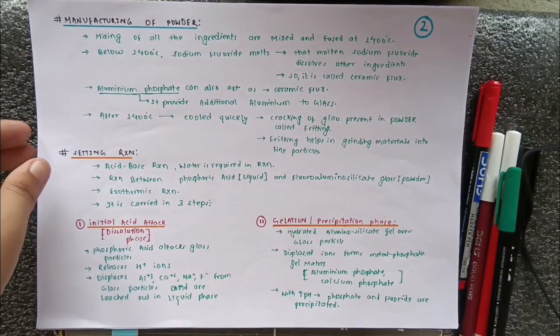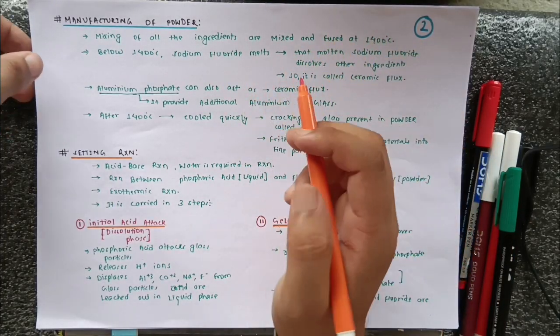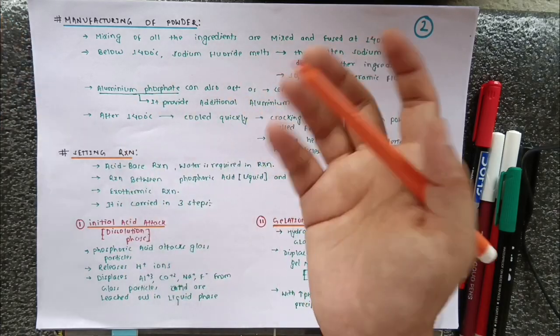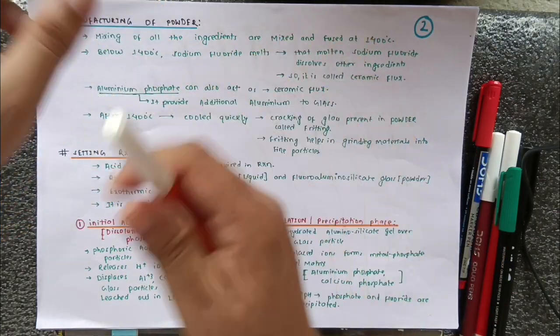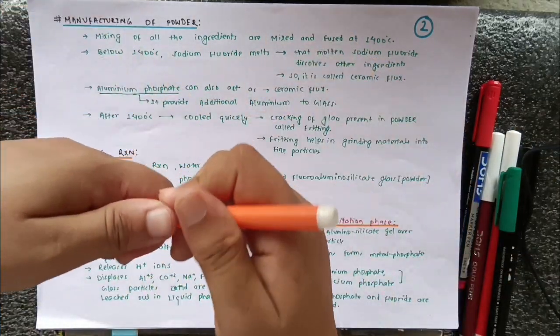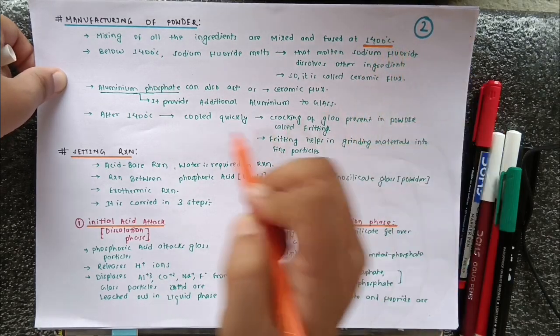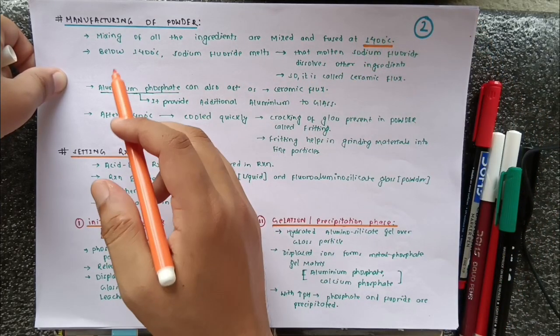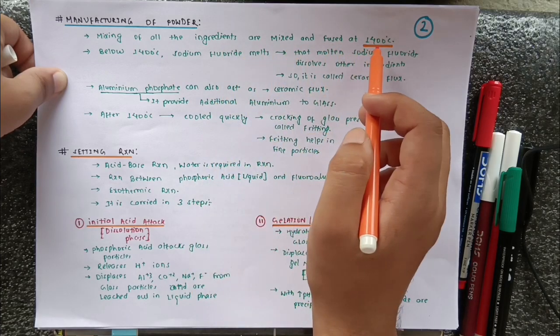Now I will discuss the manufacturing of the powder, how the powder is manufactured in the factory. Sometimes they can ask you in the viva to tell the manufacturing process of the silicate powder. At that time you should tell in such a pattern. Just remember this temperature, 1400 degrees Celsius. All the ingredients are mixed and fused at 1400 degrees Celsius.